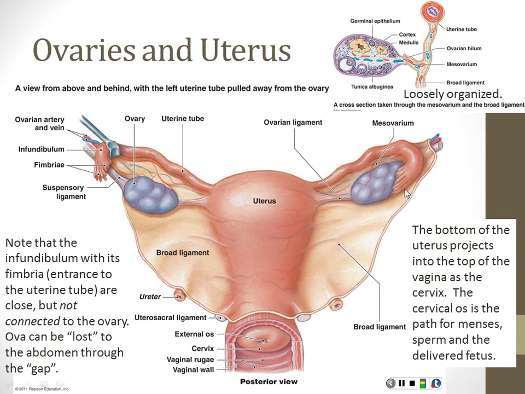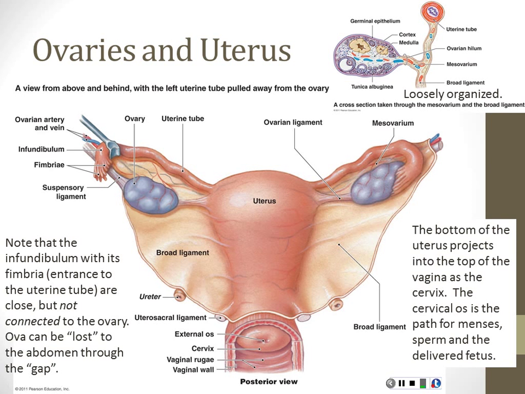And that small space can matter clinically because it means that an ovum released from the ovary may not get into the fimbria at all and may end up escaping into the abdominal cavity. There are rare cases where a pregnancy will begin not in the uterus, but somewhere else in the abdomen.